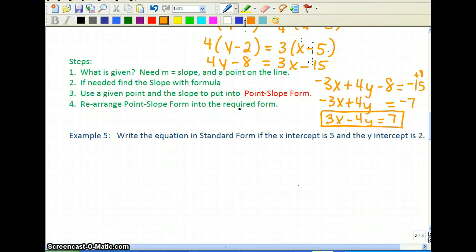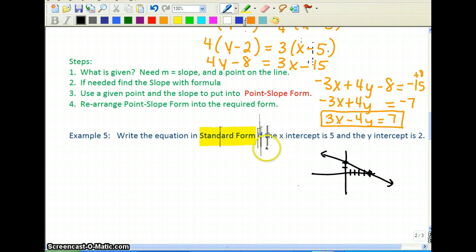All right, number 5. Write the equation in standard form, if the x-intercept is 5 and the y-intercept is 2. So what that says is the x-intercept is 5 and the y-intercept is 2. Correct? So we know that b equals 2, or that's the point 0, 2. What's this point? 5, 0. What's the slope of the line?